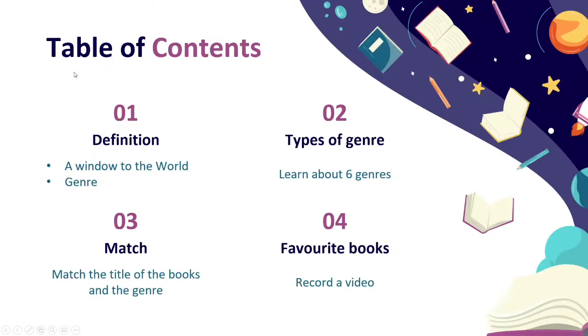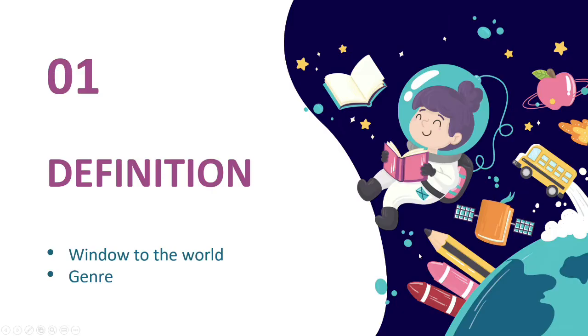So here is the table of content. Number 1, we will look at the definition. Number 2, types of genre. Number 3, matching activity. And number 4, you will talk about your favorite books. Now, let's look at the first one, the definition of window to the world and genre.